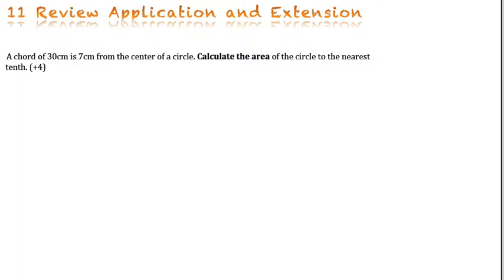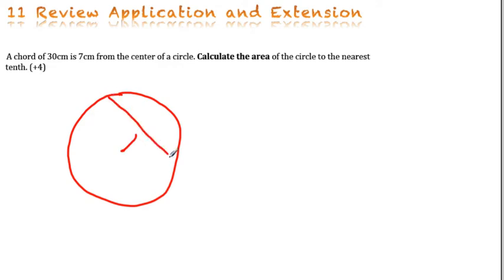So, first application problem, you have a chord that's 30 centimeters, and it's 7 centimeters from the center of a circle. By the way, all these problems are coming off of the review. I always recommend drawing a picture. So this distance here is 7. The whole distance is 30, so that means that each half is 15, because we know that this is bisected there. The question is, calculate the area of the circle to the nearest tenth.